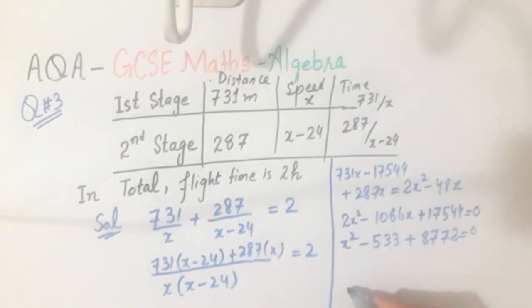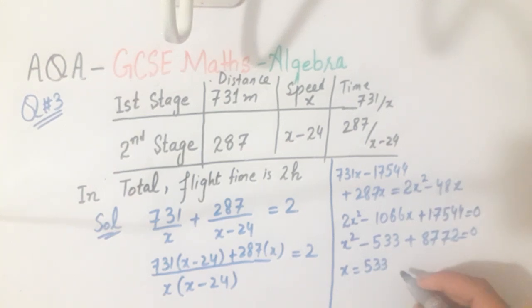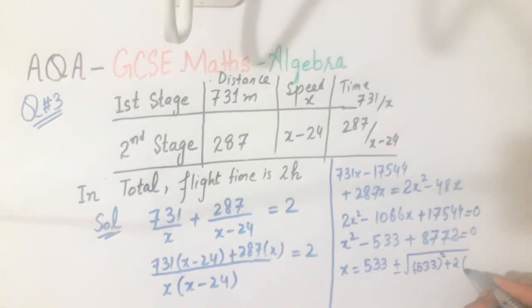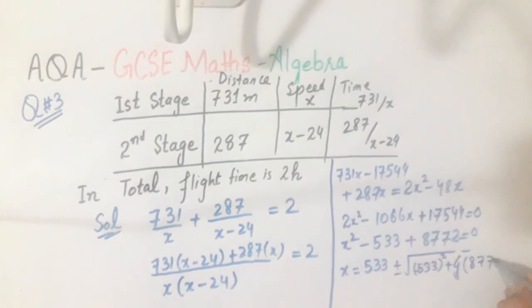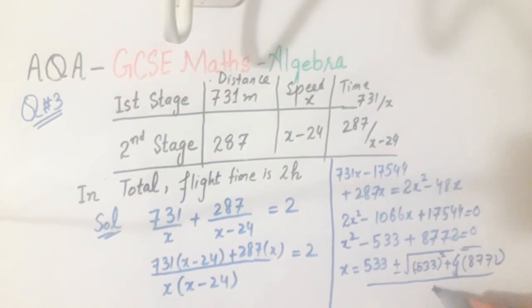Now in the next step, we will solve this by applying the quadratic formula. x equals 533 plus or minus the root of (minus 533) square minus 4AC, so 4 times 8772, all divided by 2A, meaning 2.